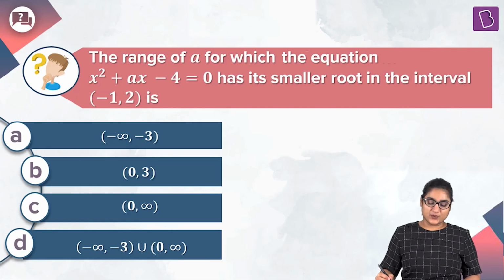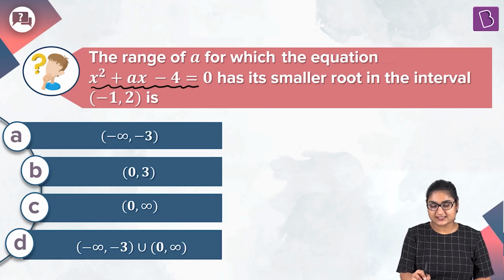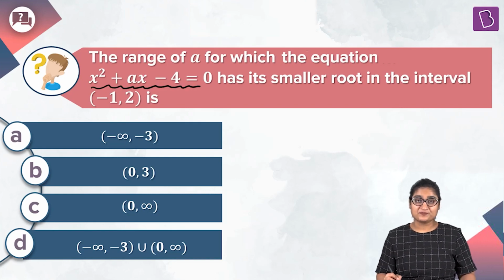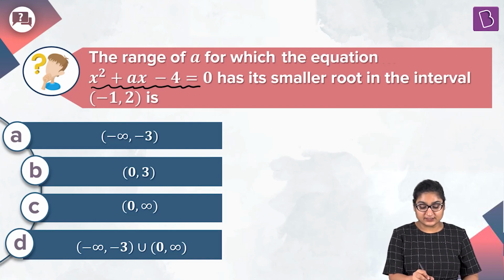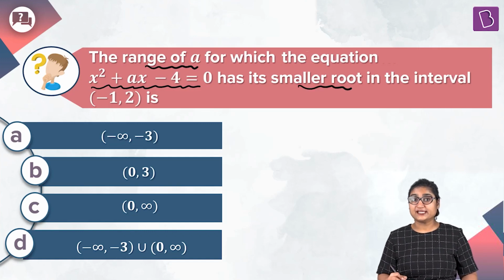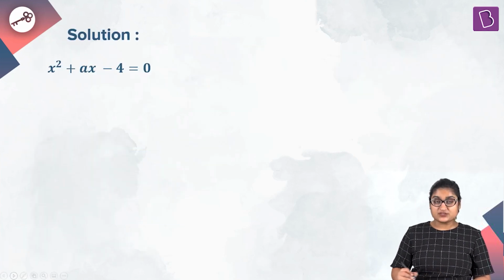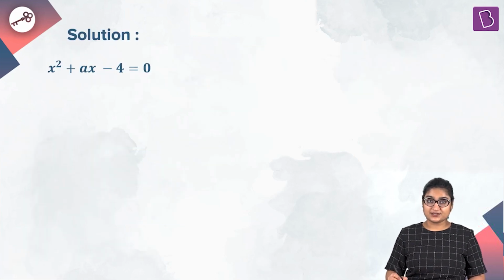So in this question, we have been given a quadratic equation which is x square plus ax minus 4 is equal to 0. And we have to find out the range of a for which this given quadratic equation has its smaller root in the interval minus 1, 2. All right. So this is the quadratic equation given to us in the question.